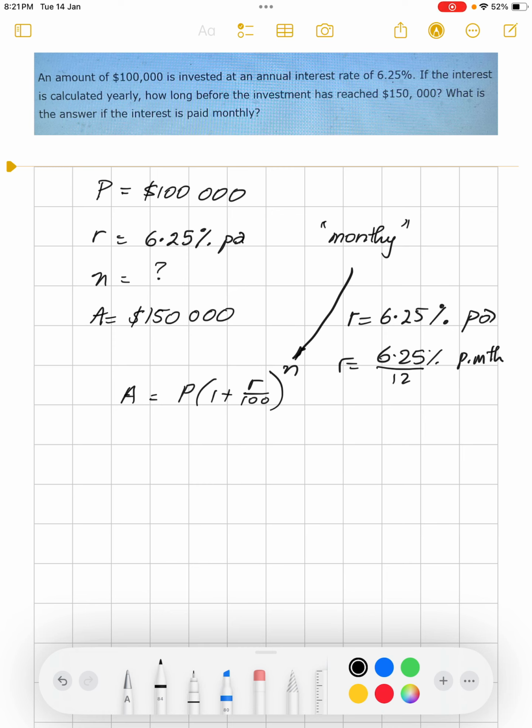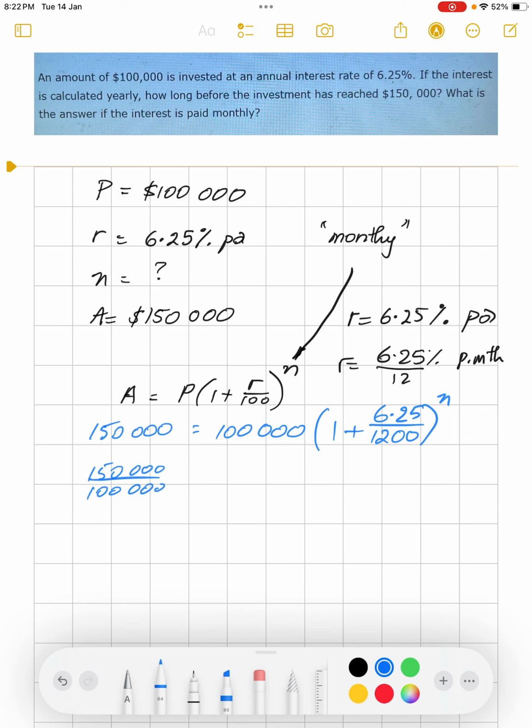So let's just get the calculator. Oh, we'll just leave it at that for now. So R is 6.25 over 12. Let's substitute. We've got 150,000 is the amount. 100,000 is our principal. 1 plus R is 6.25 over 12 and over 100. And N is the number of months. Let's take 150,000 and divide it by 100,000. And we're left with, and I'll just work this out because I can on a calculator.